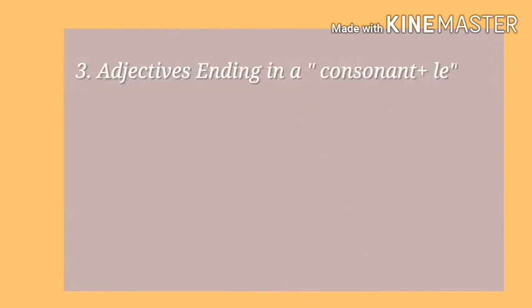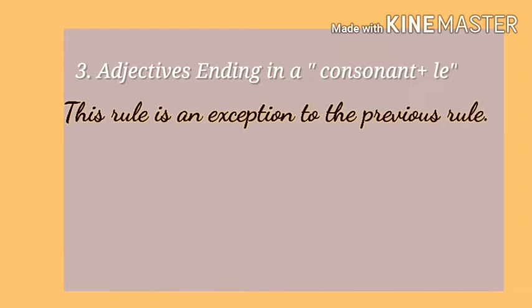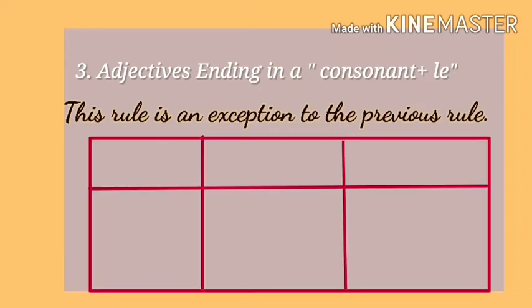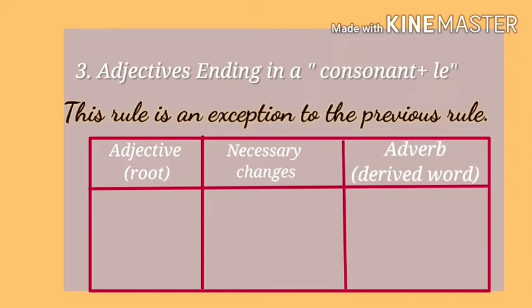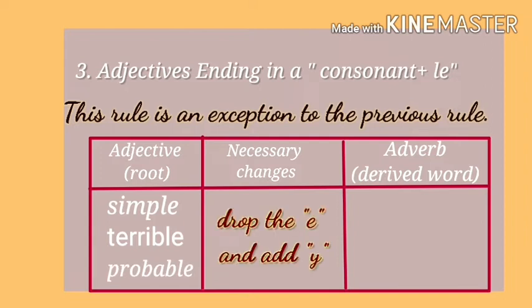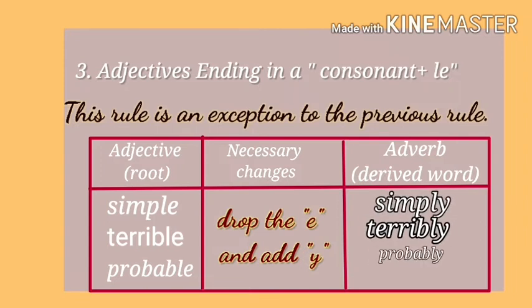Thirdly, adjectives ending in a consonant plus LE. This rule is an exception to the previous rule. Now you are going to see what changes are to be made. So in this case, we are going to drop the E and add Y. And the adverbs are like that. Simple, simply. Terrible, terribly, probably.